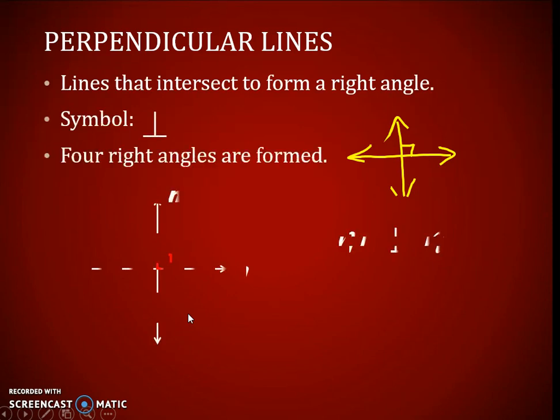Perpendicular lines, the symbol is this, are lines that intersect to form a right angle. So you have to have a right angle to be perpendicular. 4 right angles are formed, 1, 2, 3, 4. So M and N are perpendicular to each other right here. So perpendicular lines, 90 degrees.